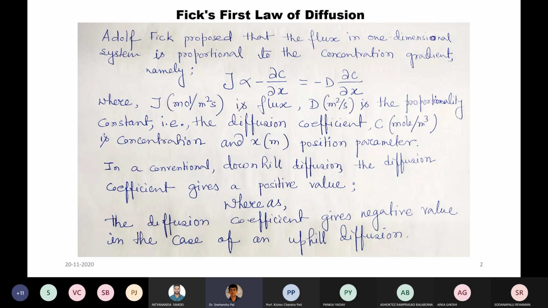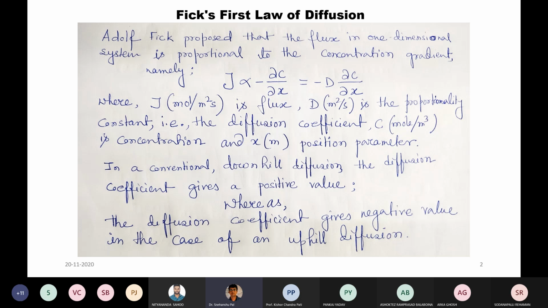For some systems it is true, where downhill diffusion is occurring. Diffusion of a component is generally governed by the chemical potential gradient, which we have understood well by now. The components always diffuse down the chemical potential gradient, and if this leads to diffusion of a component up a concentration gradient, then we say it is uphill diffusion, not downhill diffusion. In the slide you can check that in conventional downhill diffusion the diffusion coefficient gives a positive value, whereas the diffusion coefficient gives a negative value in the case of uphill diffusion. So now we understand that Fick's first law is based on the concentration gradient, where downhill diffusion is prevalent.